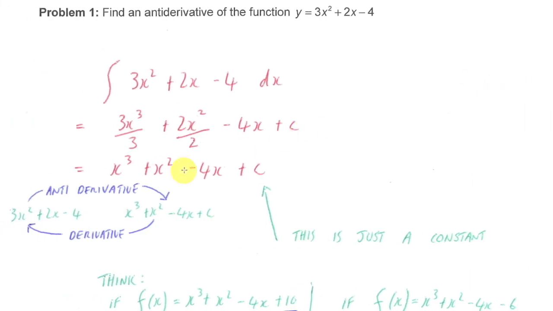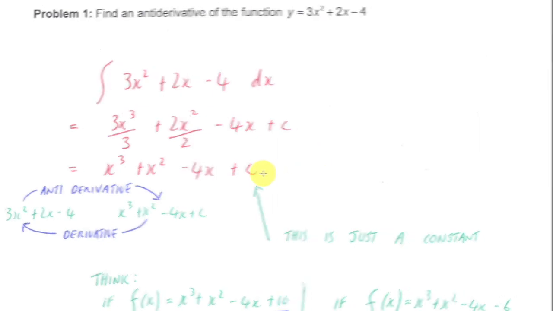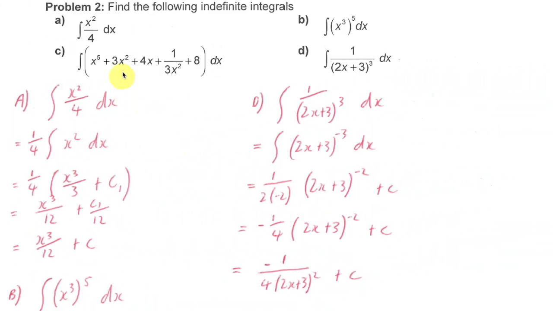Notice that it's almost exactly the same as what we obtained by hand, except that it doesn't refer to this plus c. So if you do find the antiderivative using this technique, you need to ensure that you add the plus c when you write your solution. Alrighty, so problem 2 here, we've got a series of different functions. We need to work out the antiderivative of each.